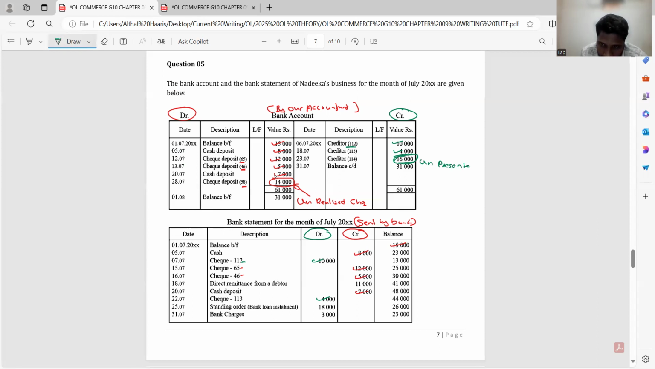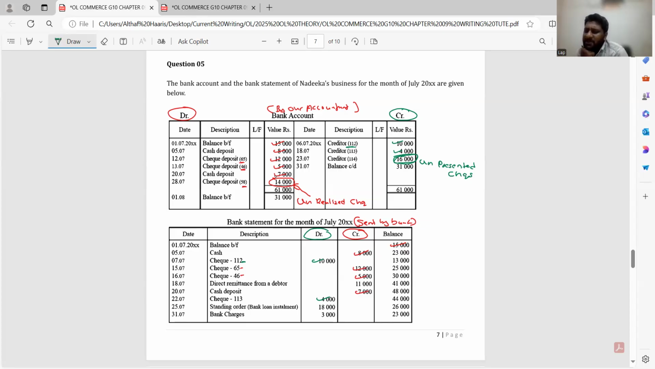Unpresented checks. Done. Now you check the bank statement. Statement එක බලන්න. බැංකුවෙන් යවපු statement එක බලන්න.